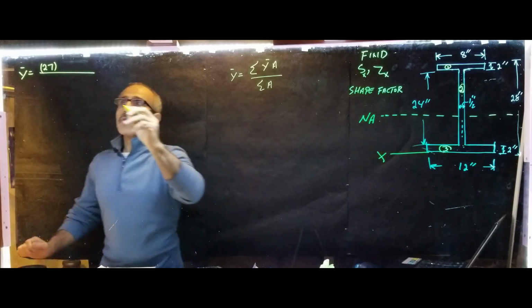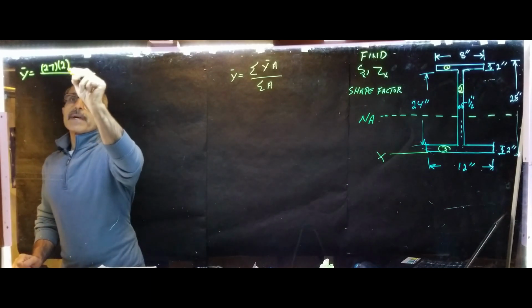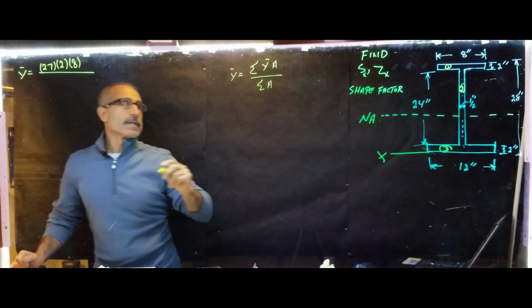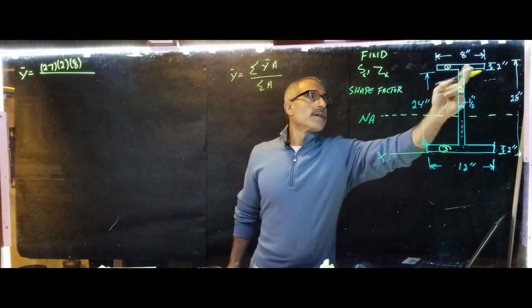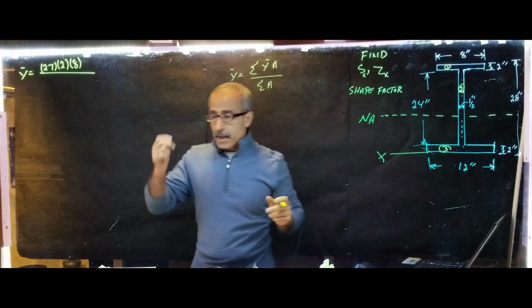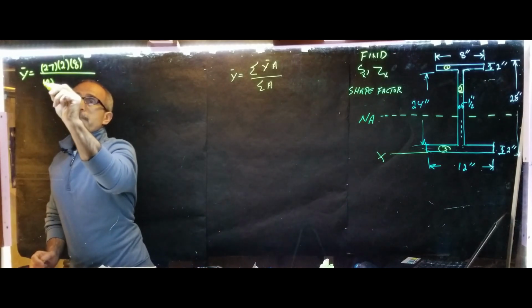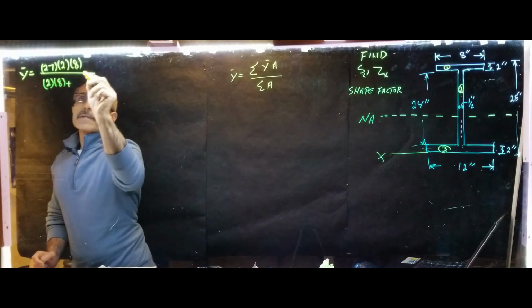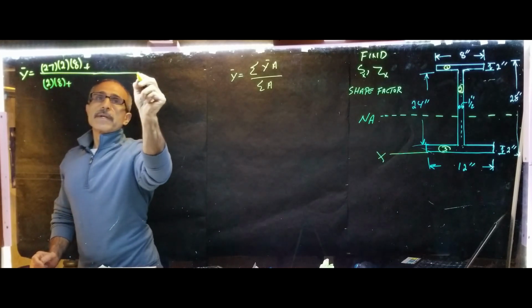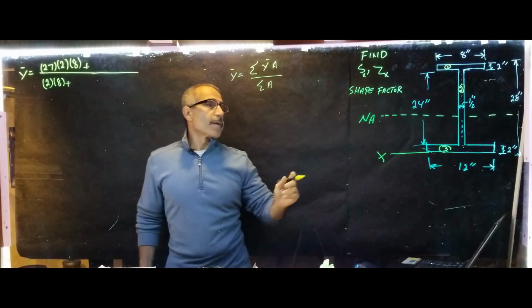The area of 1 is 2 inches by 8, correct? And then we divide that by the total area, which is the area of the top flange, 2 times 8, plus, let's keep going, area number 2.